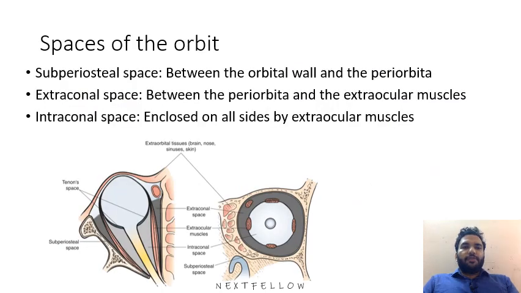Now the spaces of the orbit, which is very important. Subperiosteal is between the orbital wall and the periorbita, as you can see in this superb diagram. Extraconal is the space between the periorbita and the extraocular muscles, whereas the intraconal space is the part that is enclosed within the extraocular muscles. The structure within the extraocular muscles is the intraconal space. The structure outside the intraconal space is the extraconal space, and the structures outside that is the subperiosteal space.